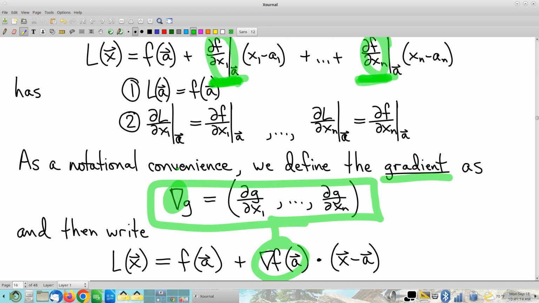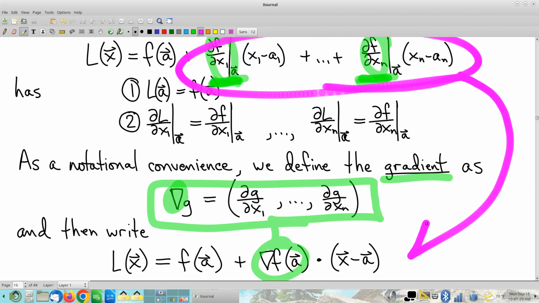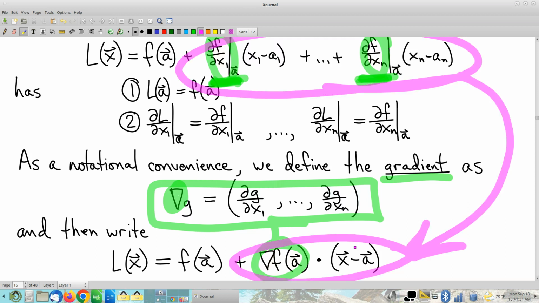So we call it the gradient. We're going to learn more about the gradient later on. For the moment, though, it serves the purpose of allowing us to rewrite something big and bulky as something much more compact and convenient. So for the moment, the gradient is just a convenient shorthand, and that's all. Is that cool? Everybody happy?